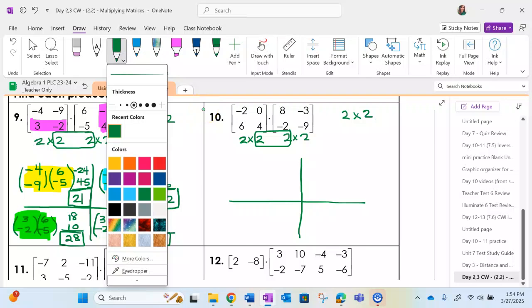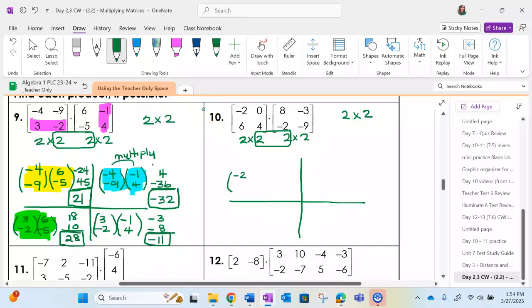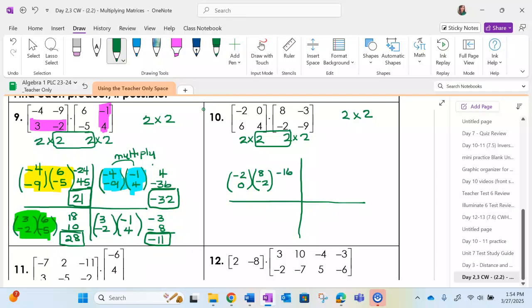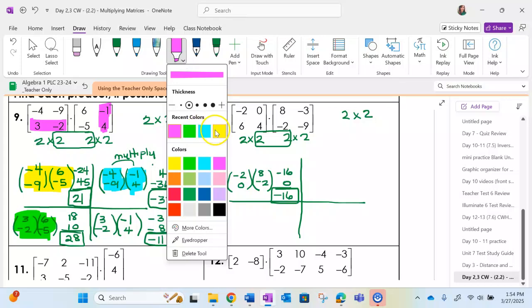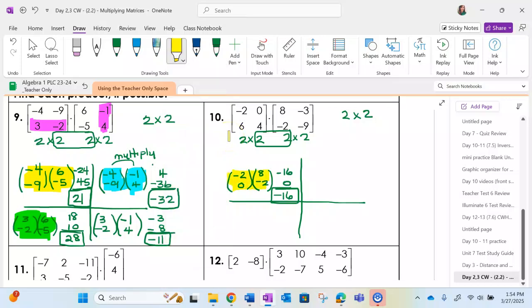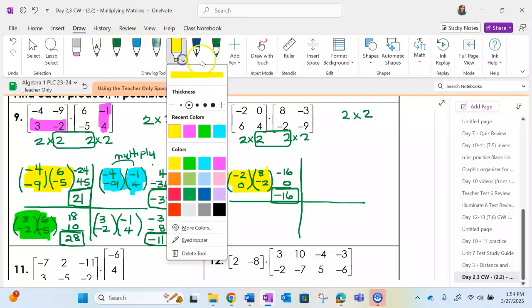So row 1 is negative 2 and 0. Column 1 is 8 and negative 2. Negative 2 times 8 is negative 16. 0 times negative 2 is 0. Add them up, you get negative 16. That's the answer for that one. Okay? So let's go back. That was row 1, column 1. Now, let's go do row 2.